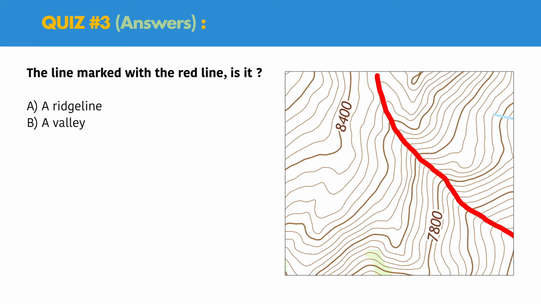Quiz number 3. The line marked with the red line, is it A. A ridge line, B. Valley path? Here, like I've said before, to differentiate between a ridge and a valley, we have to know the direction of the slope. From these two elevation values, we know that the slope goes down this way, and because the v's point to the opposite direction of the slope, the red line represents a valley path and not a ridge line.